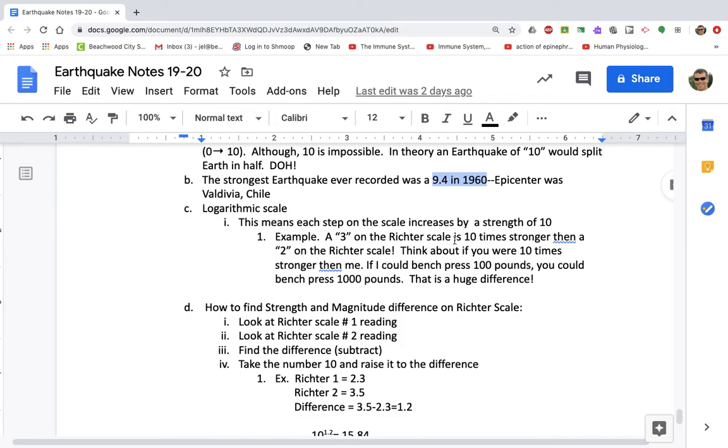So a 3 on the Richter scale is not 1 time stronger than a 2, it's 10 times stronger. And just think about strength, guys. Think about if you were 10 times stronger than me. None of you are. Some of you are a lot stronger than me, but no one's 10 times stronger than me. That means if I could bench a measly 100 pounds, if you were 10 times stronger than me, you could bench press 1,000 pounds. And I guarantee none of you can. I know some of you are very strong, but no one's benching 1,000 pounds. That would be an earthquake that's one step different.